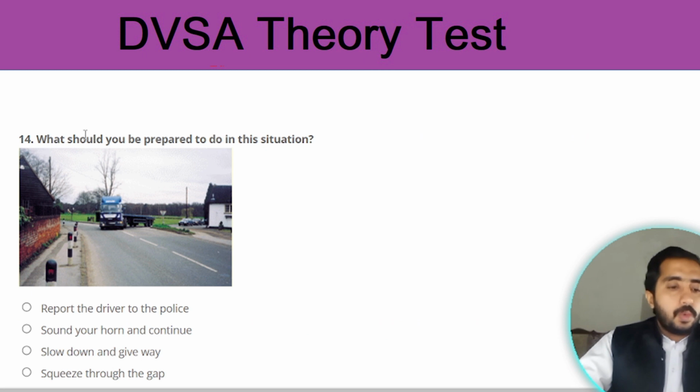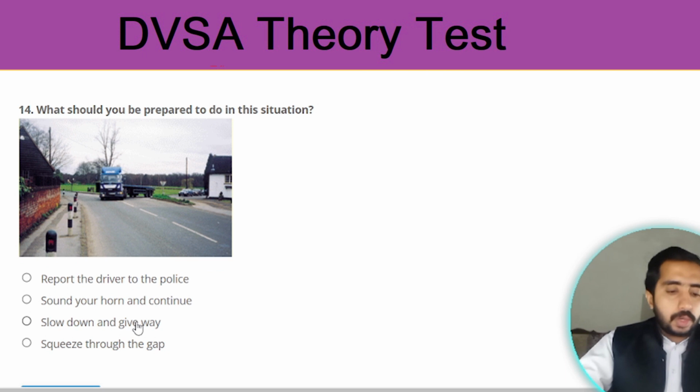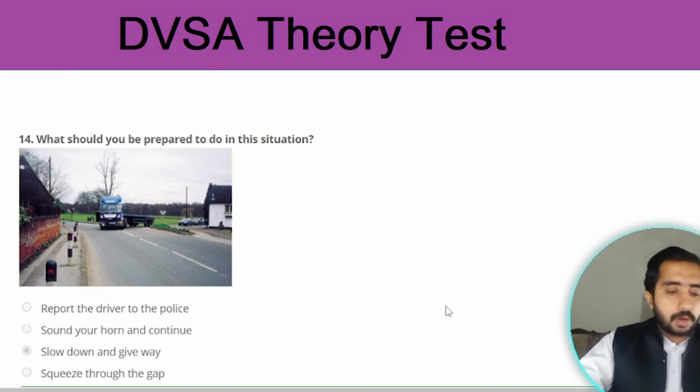Question number 14. What should you be prepared to do in this situation? The situation is shown in the image. What do you need to do in this situation? For this situation, you need to slow down and give way to this vehicle. Option C is the correct one.